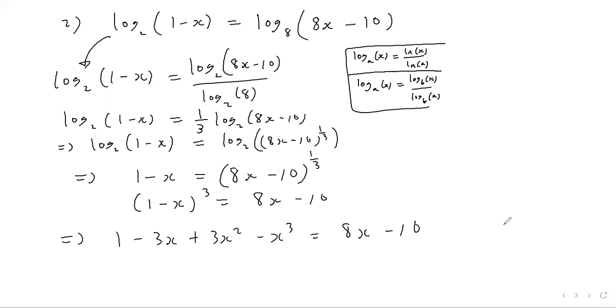You can then rearrange this into a cubic equation. So we're going to get x cubed, adding the x cubed to both sides, then taking away 3x squared. We're going to add 3x to both sides, so plus 11x. And then we've got minus 10 there, but take away a 1 there, we get minus 11 equals 0. So you get a cubic equation.